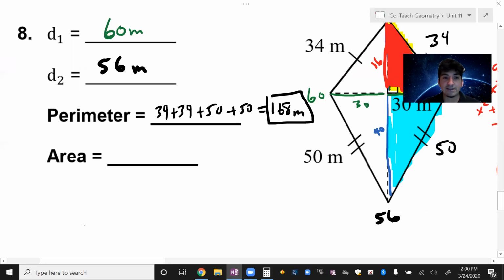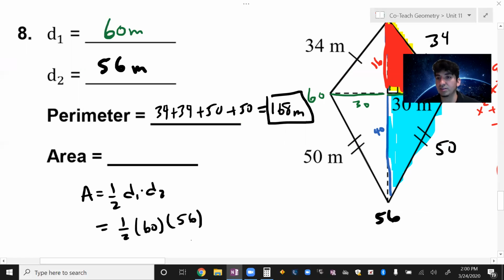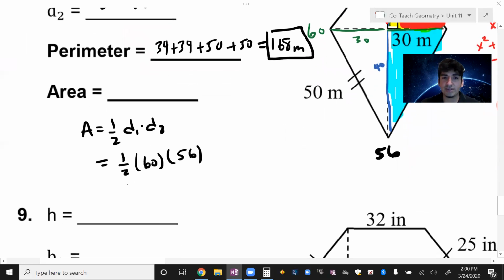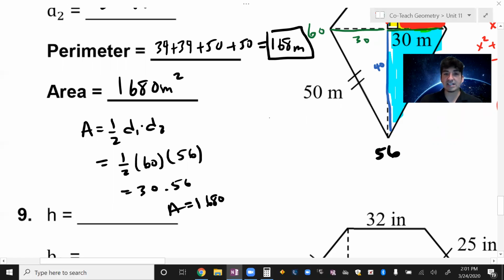And then from here, you can use your area formula. The area formula is equal to 1/2 d1 times d2, which will be 1/2 times 60 times 56. As you saw in this one, 1/2 of 60 is 30, times 56 equals 1680. So 1680 meters squared. So this is what you have for this kite problem.